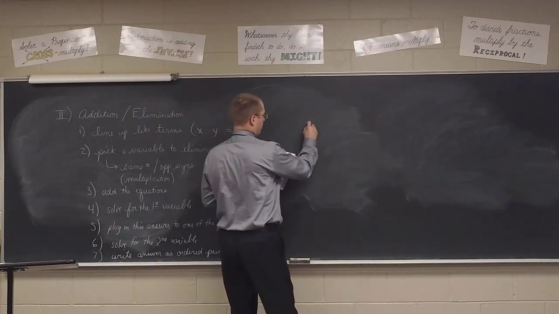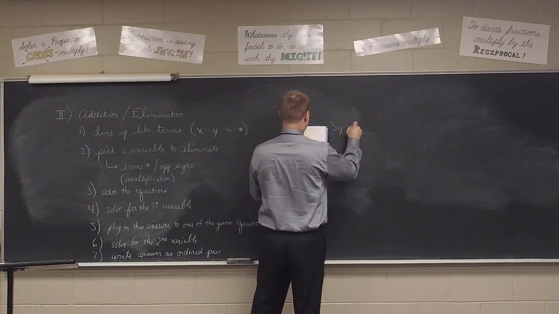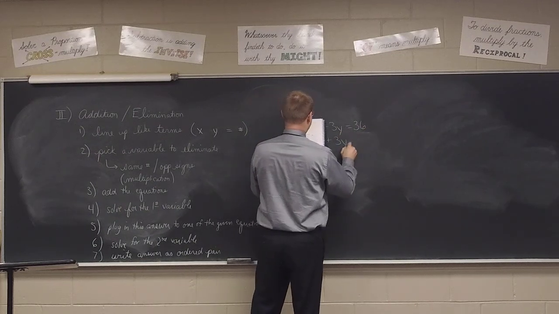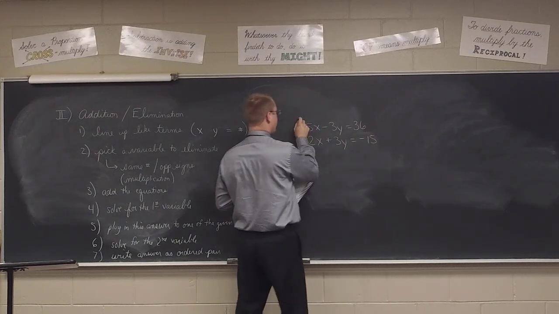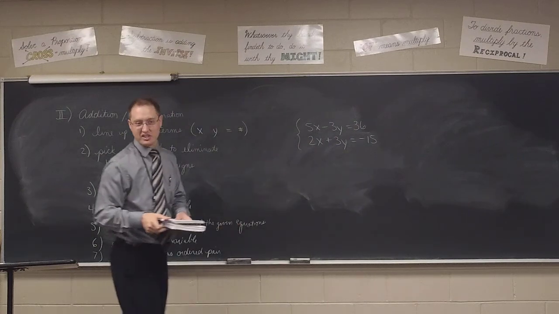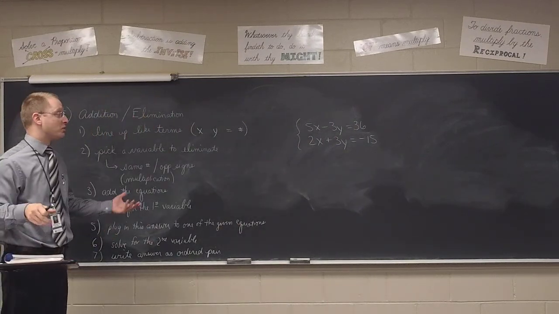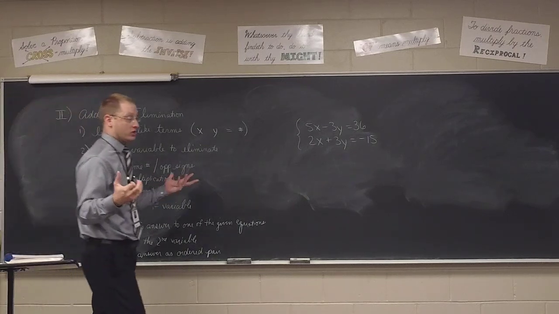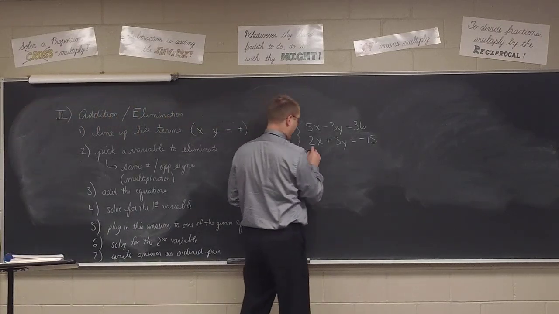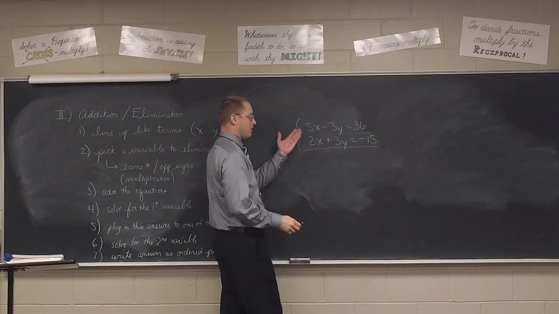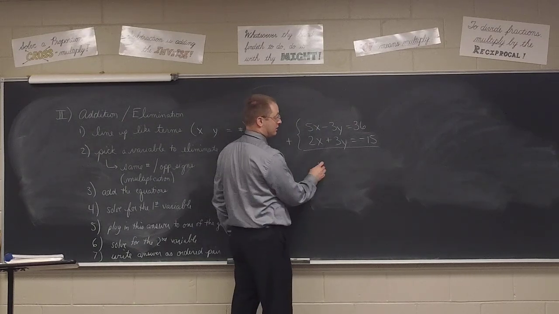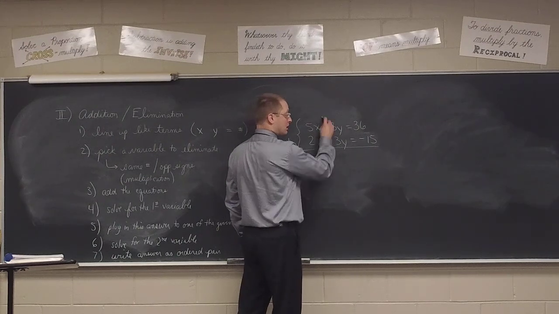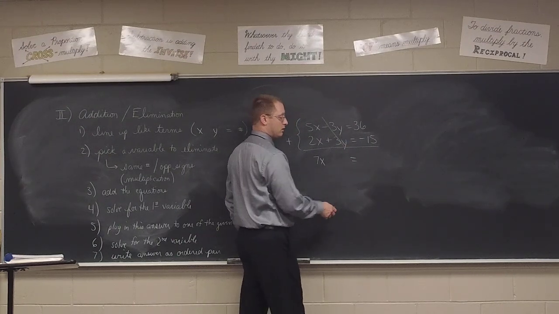Thoughts, Brecken? Isn't that nice of them to give us something that's already neatly lined up, things already set to cancel? So all I've got to do with the equations, class, is add them together. Hence, I call this solving by the addition method. And as I add them, what do I get for my x, class? 7x. My y's cancel, equals 21.